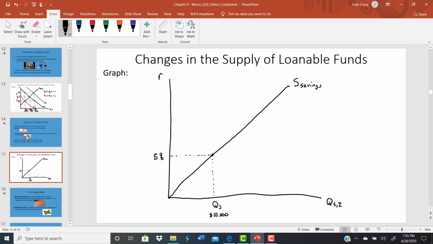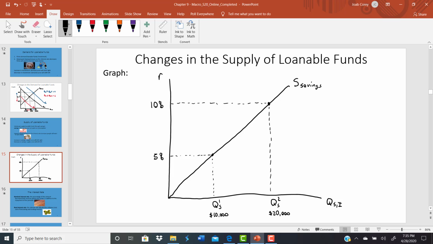But if somebody told you that you would get a 10% rate of return or interest from that same bank, then you might be less eager to spend money and more eager to put money in that bank. With an interest rate that high, you might put, say, $20,000 into that bank account. So again, the higher the interest rate, the more eager you are to put money in the bank. The lower the interest rate, the less eager you are to put money in the bank.